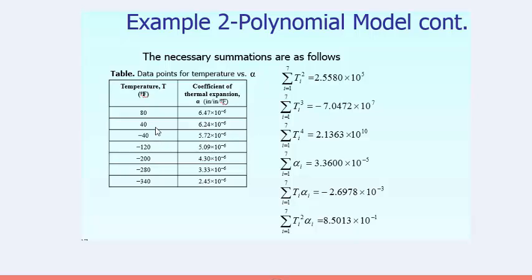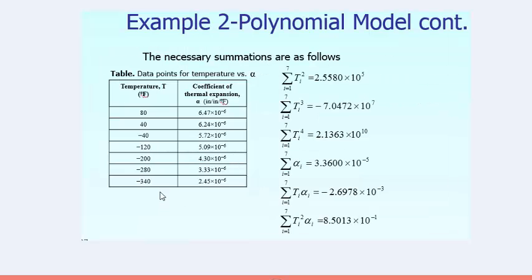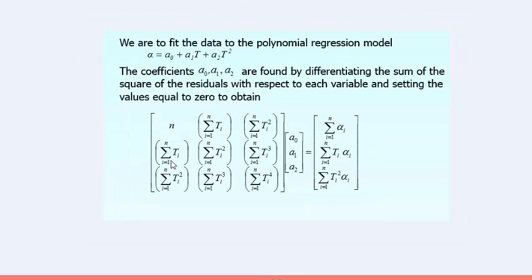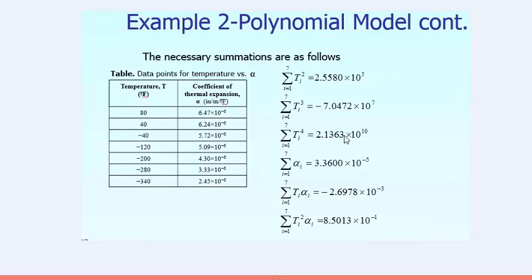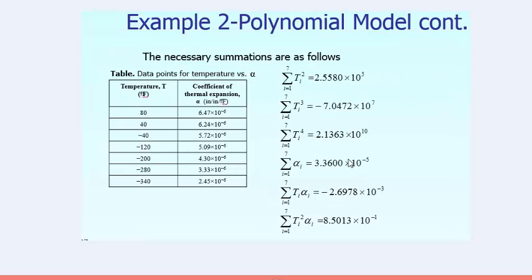There are 7 values, so our n would be 7. Sum of Ti means sum of all the temperatures, and sum of T square means squaring this temperature. Sum of coefficient of thermal expansion means sum of coefficient of thermal expansion, and here is temperature multiplied by coefficient of thermal expansion.